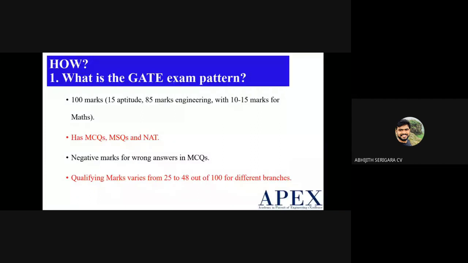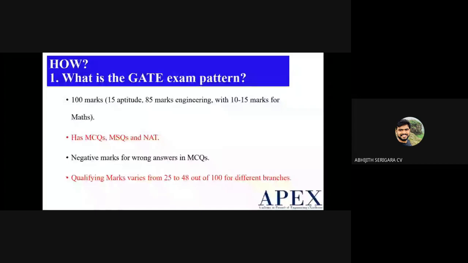What is MCQs? Multiple choice questions. What is MSQs? Multiple selection questions. And NAT stands for numerical answer type. MCQ means you have four options and you have to pick the right option. Multiple selection question means you will have four options, but more than one is right. So you have to tick all the right answers. If you tick one wrong answer, you will not get marks. If you miss one right answer, you will not get marks.